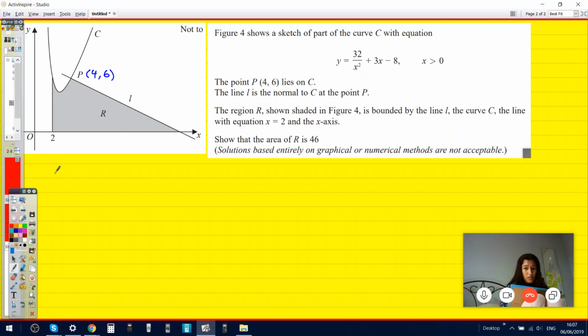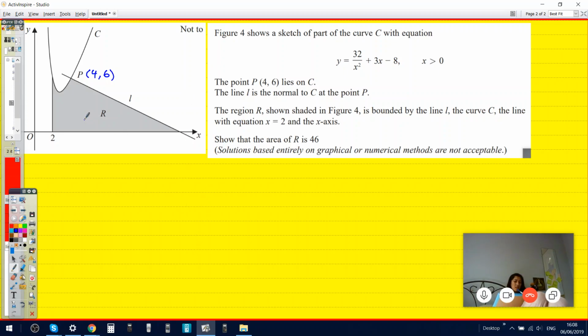I feel like I should differentiate. Yep. And that will give me the gradient of line L. No, that wouldn't, that's curved. So after you differentiate, what will you do? Negative reciprocal it. Well, when you differentiate this, you'll get... Okay, go on. I'm just going to differentiate because I don't know what else to do.